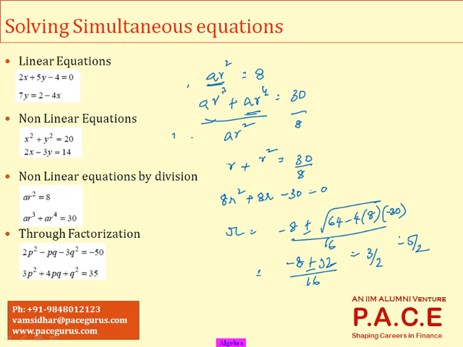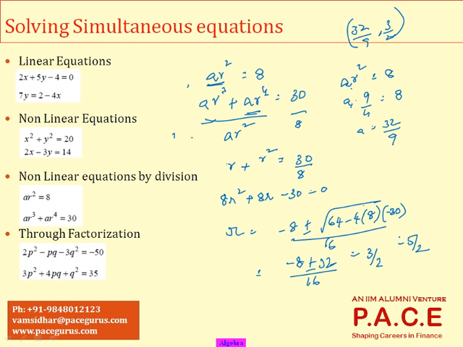So now we are getting our r as 3 by 2 or minus 5 by 2. So from here I can proceed. Okay, ar squared equal to 8. Now if I take r equal to 3 by 2, I'll get a into 9 by 4 is equal to 8, which means a equal to 32 by 9. So one solution for a and r is 32 by 9 comma 3 by 2.